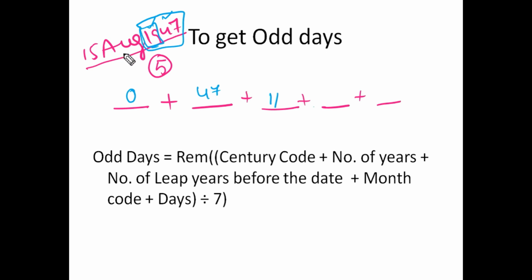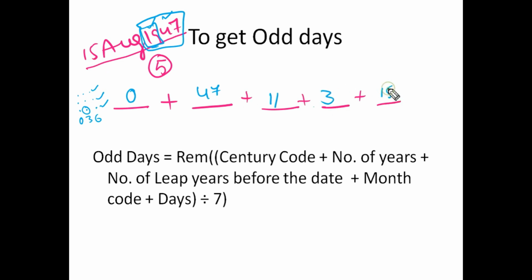Next is the August month code. August is in which group? First group Jan, Feb, March. Second group April, May, June. Third group July, August, September. This is August. So this is 12 squared, 5 squared, and 6 squared. 6 squared is 036. The code for August is 3. And 15 days.